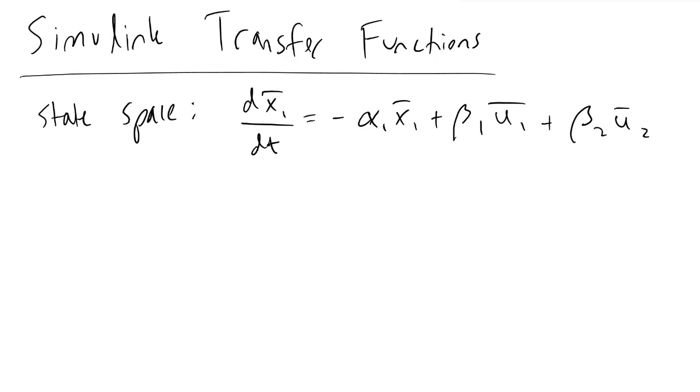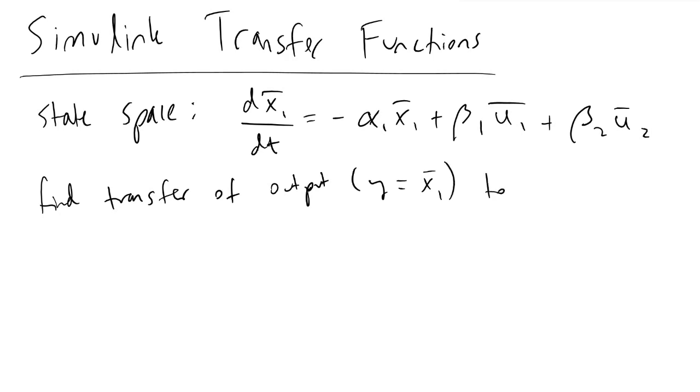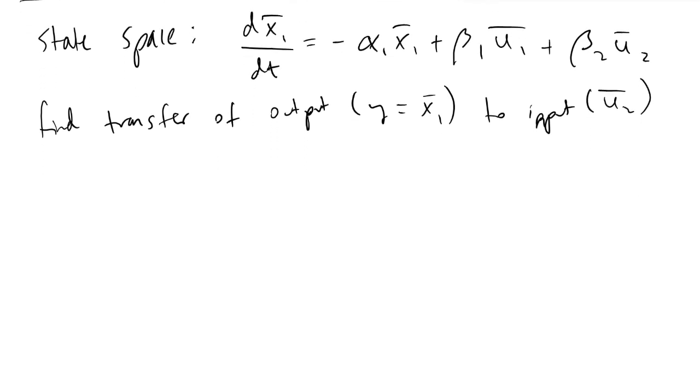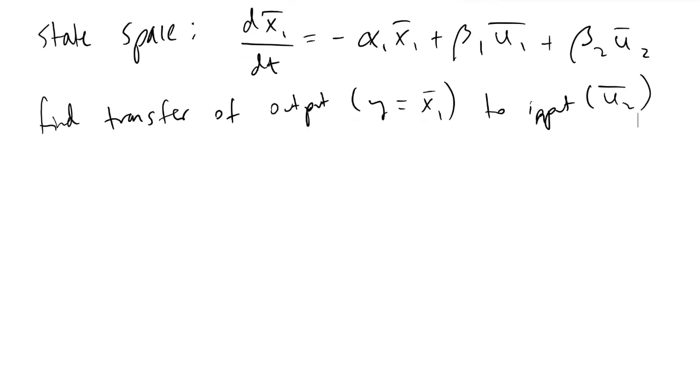In this case, a question you would be asked to model in Simulink or on an exam would be: find the transfer function of an output, which in this case would be y, typically the variable name, but here it would be equal to x1 bar, to an input, which would be u2 or u1. So in this case I'll do u2.